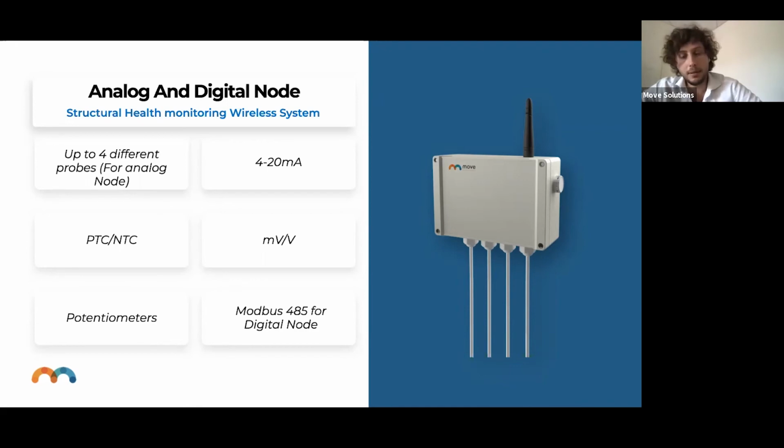Another thing is the Modbus. We have the digital nodes, which is a logger that is digital. It can read Modbus for digital probes. So we could read, for example, in-place clinometer chains, all the sensors that run on Modbus. And we talk with different manufacturers of geotechnical sensors, so we could work with them to have the protocol support on our logger as well.